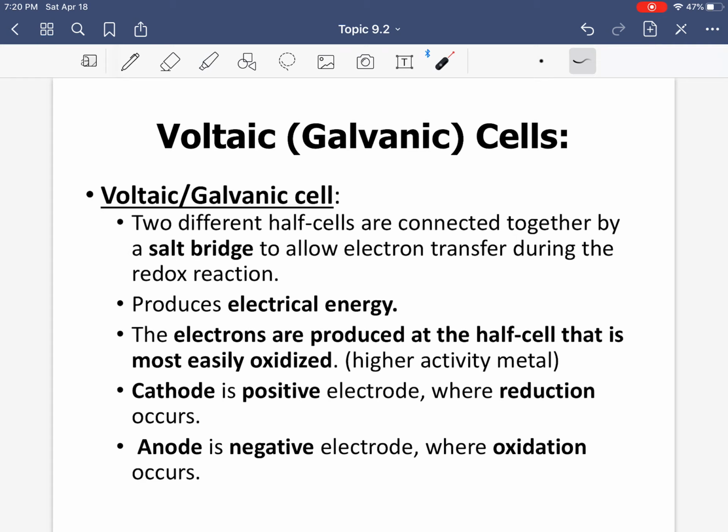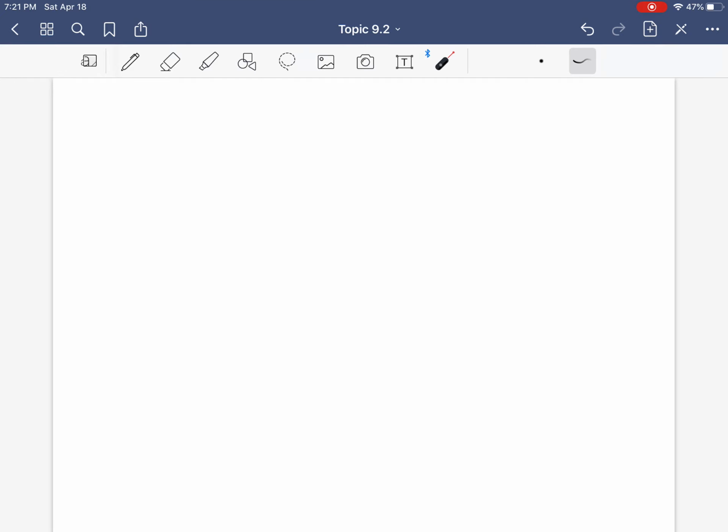These metals are dipped into a solution. Now, let me tell you what the solution is in a sec. And connecting the 2 solutions together is this thing called the salt bridge. All right. Let's put one of these things together. Let me just use various colors.